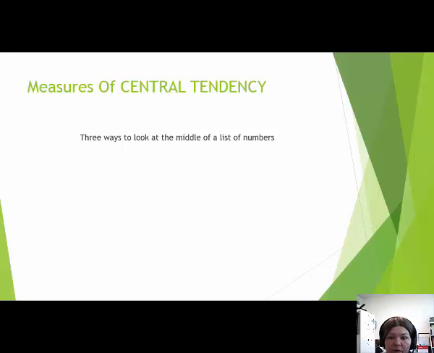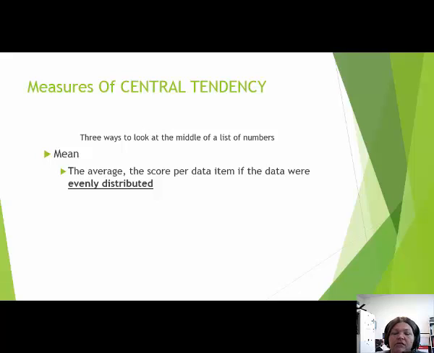Okay, so three different ways to look at the middle of the list of numbers, okay? You probably already figured out they're mean, median, and mode. But let's look at them one at a time. So mean, first of all, what is mean? You should know, you've probably heard of this before, it's the average. If you've ever heard the word average, that is synonymous with mean. But you might not understand what it is exactly.